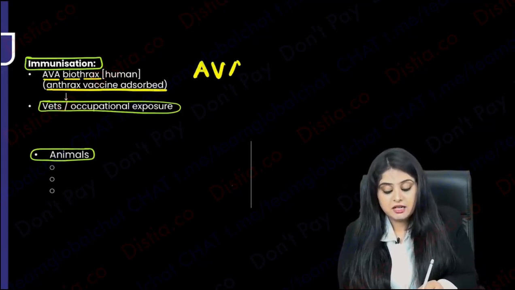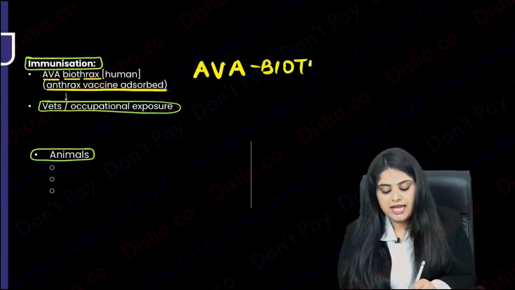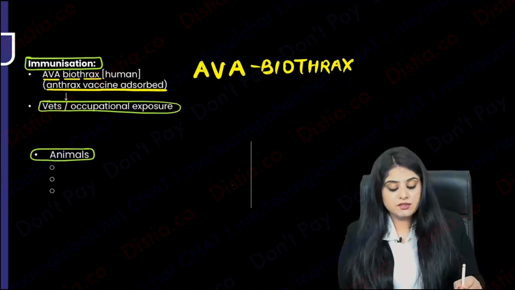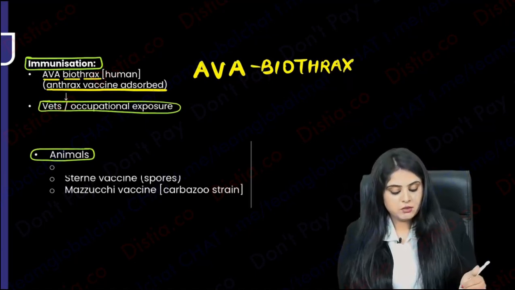Anthrax vaccine adsorbed, that is what AVA is, and Biothrax will tell you that yes, this is the anthrax vaccine. Perfect. This is the human one, which is given to the vets, the veterinary professionals. What is given to animals? PSM is given to animals.